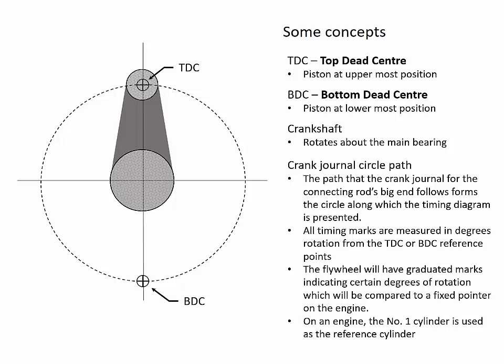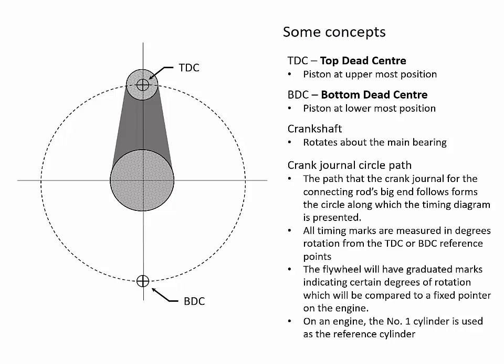or the piston stroke. The crankshaft rotates around the main bearing and the journal circle path, the crankshaft journal circle path, where the big end bearing is connected to. The big end follows the crankshaft journal, and the rotation of the crankshaft translates into vertical movement of the piston. So as the crankshaft rotates, the piston will be moving up and down inside the cylinder.